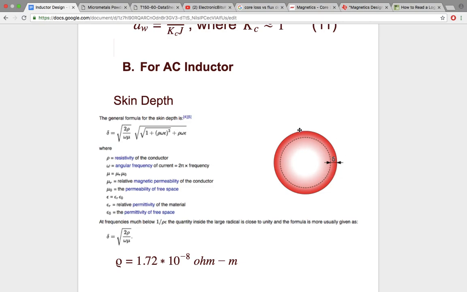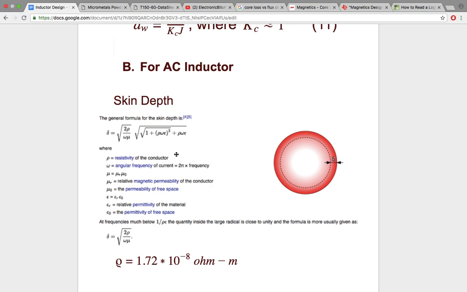This is basically the skin effect of AC current, because of which we have a higher effective resistance than the DC resistance. We have one more term here, that is skin depth. Skin depth is the depth from the surface of the conductor to which the majority of current flows. The depth denoted here is called the skin depth.